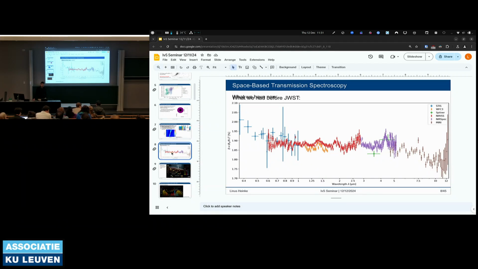Thank you, Linus. This is purely a curious question, but you assume that the composition, like the atmosphere, all the features you see are coming from the atmosphere. What would be the impact if your planet had a ring, for example? What would you expect? Could you explain maybe the dip that you see in some part of the spectrum?